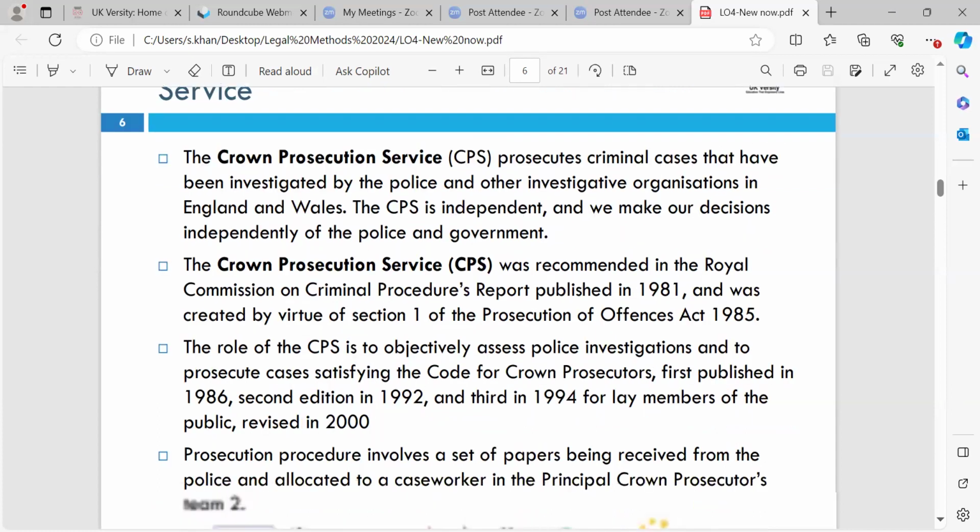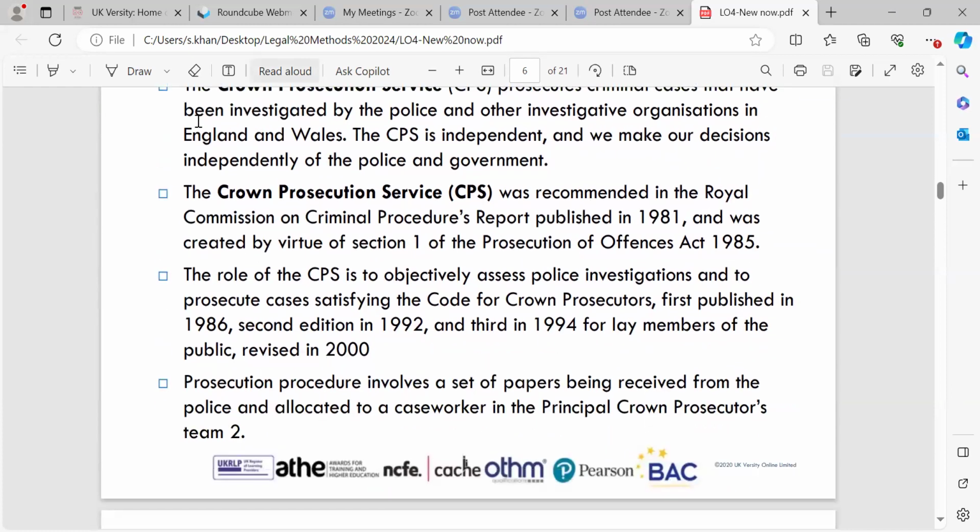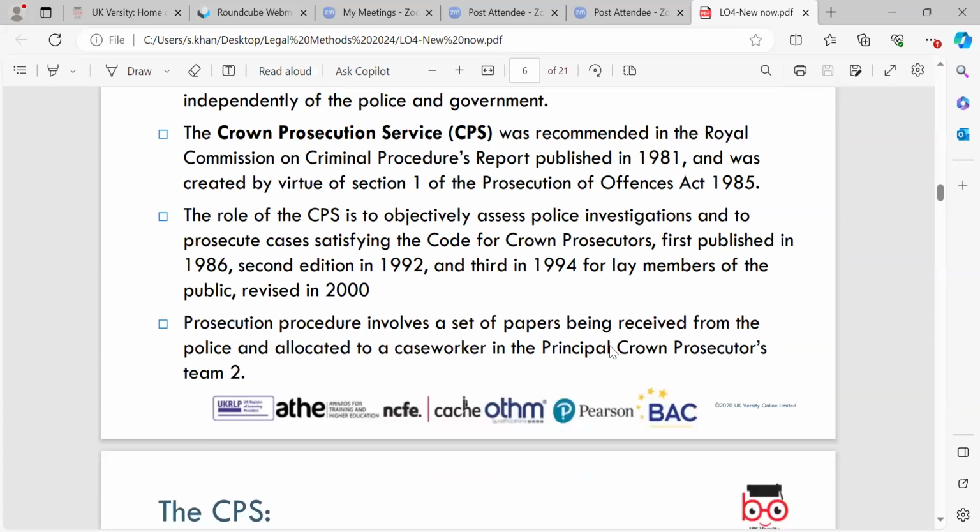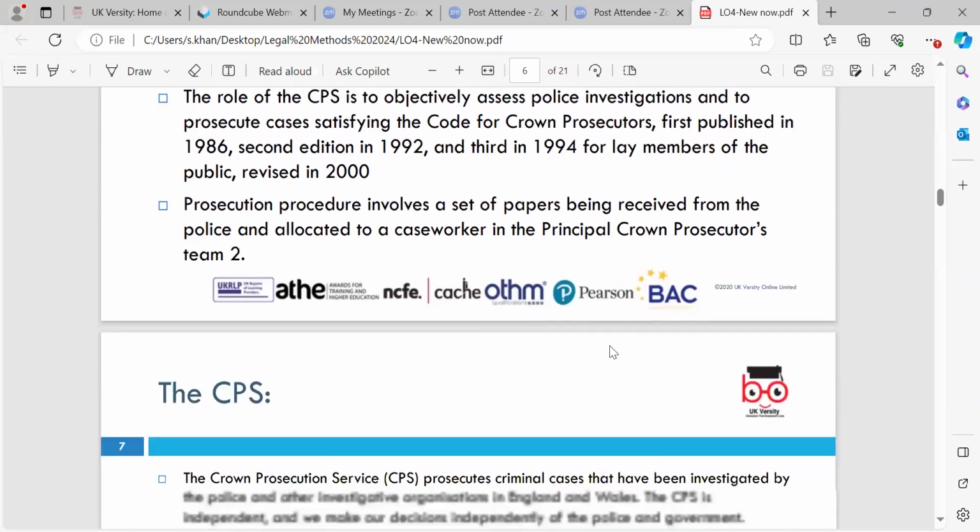The role of the CPS is to objectively assess the police investigations and to prosecute cases satisfying the Code for Crown Prosecutors, first published in 1986, second edition in 1992, and third in 1994 for lay members of the public, revised in 2000. Prosecution procedure involves a set of papers being received from the police and allocated to a caseworker in the Principal Crown Prosecutors Team 2.